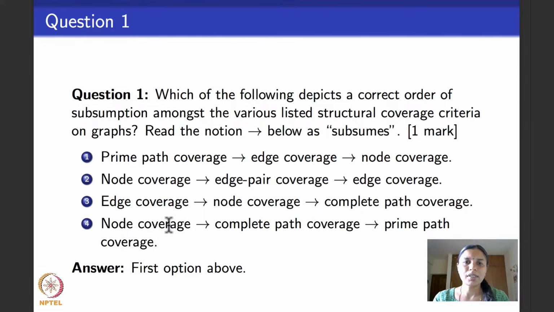What is the fourth one? It says node coverage subsumes complete path coverage, which in turn subsumes prime path coverage. So this part is correct. Complete path coverage does subsume prime path coverage, because if I do complete paths, I always include prime paths in my TR. But this is not correct, as I told you in the previous option. Node coverage does not subsume complete path coverage. So except for the first, in the other options 2, 3 and 4, one of the listed subsumptions is not correct, so none of them can be a correct answer. In the first one, both the listed subsumptions happen to be correct. So the first one is the correct answer.